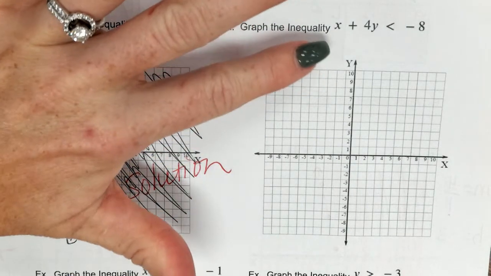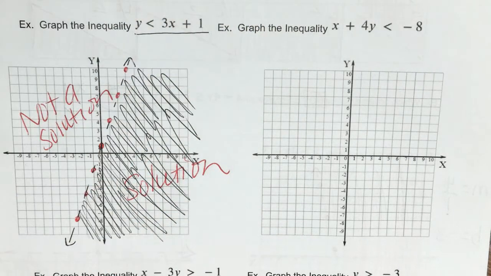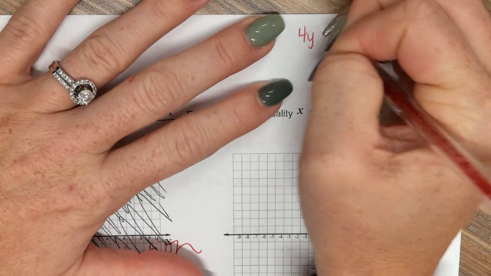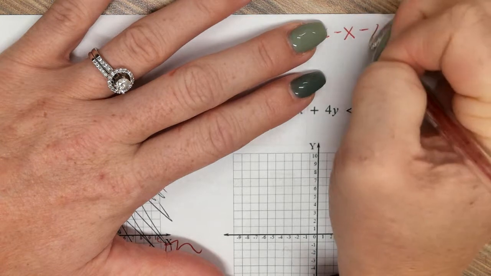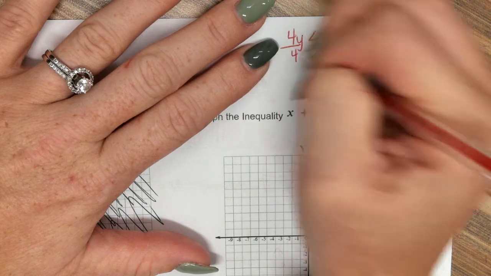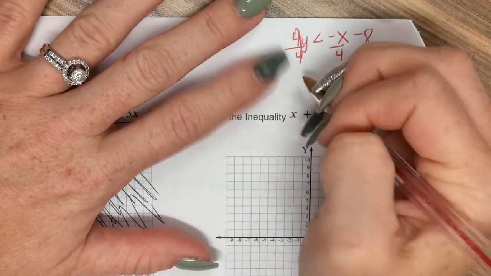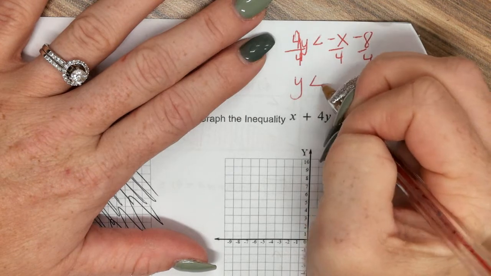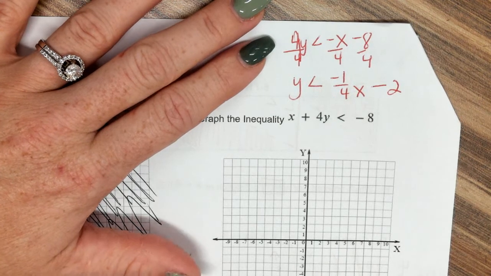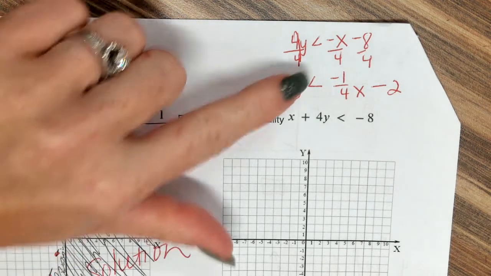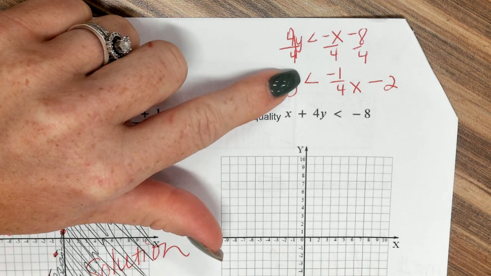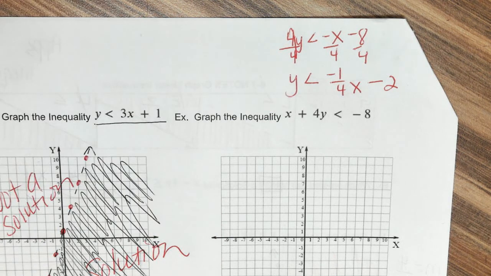All right, let's do the next one. What do I need to do to this inequality? Rearrange it. So I'm going to come up here. I have 4y is less than negative x minus 8. How do I get rid of the 4? Divide everything by 4. So I have y is less than negative 1/4 x minus 2. Did I need to flip my inequality sign? Why? I divided by a positive. Good. Y'all go graph it on your own.